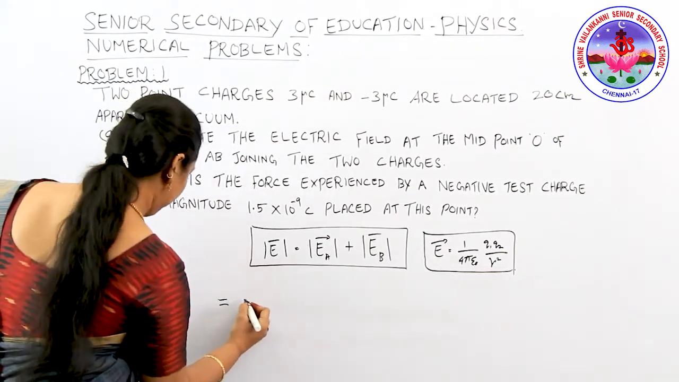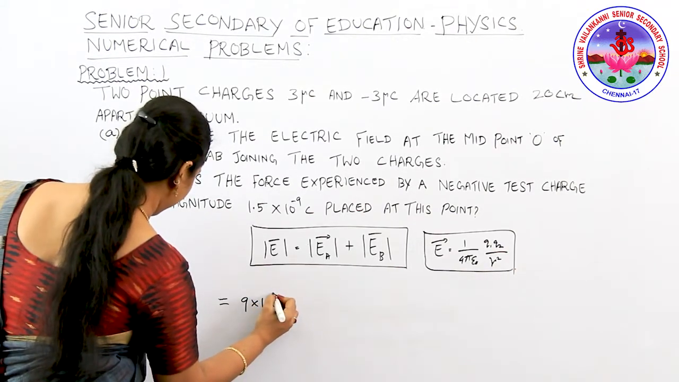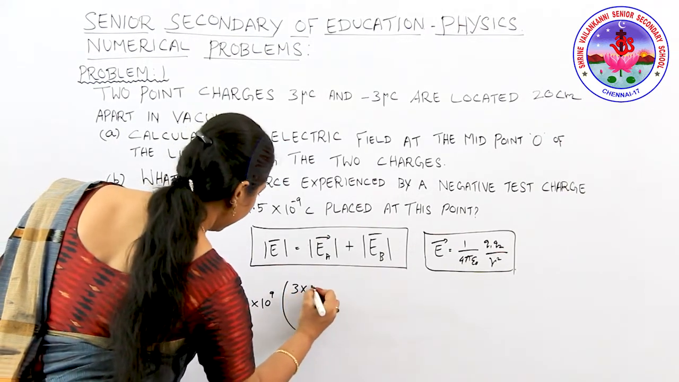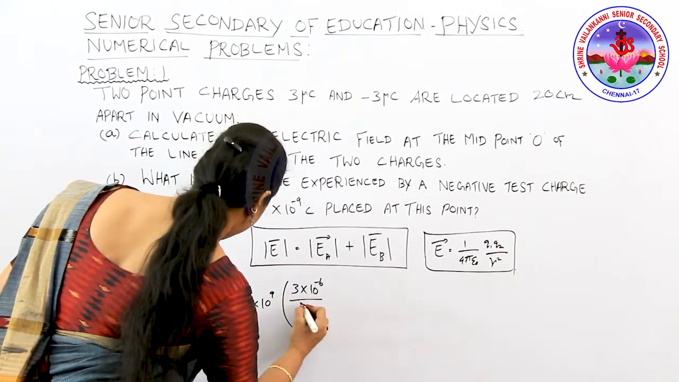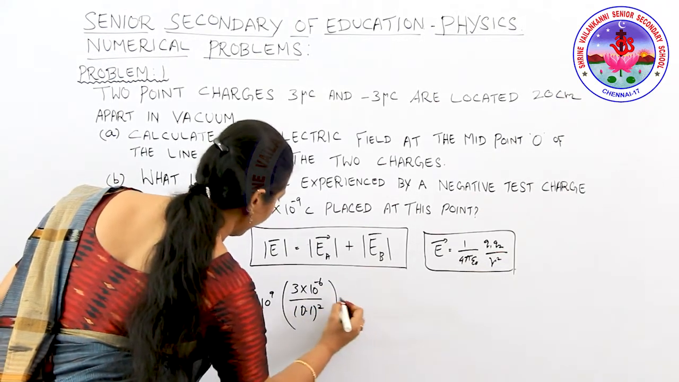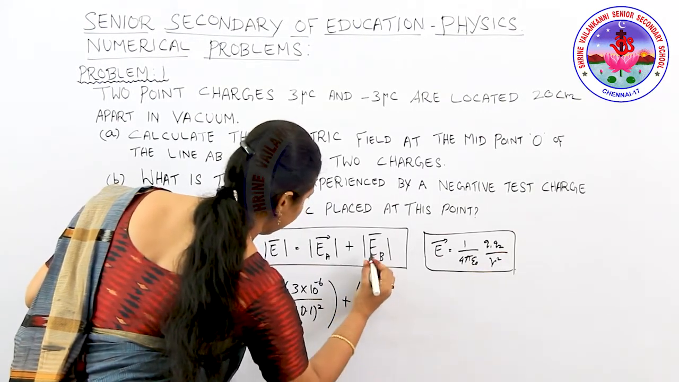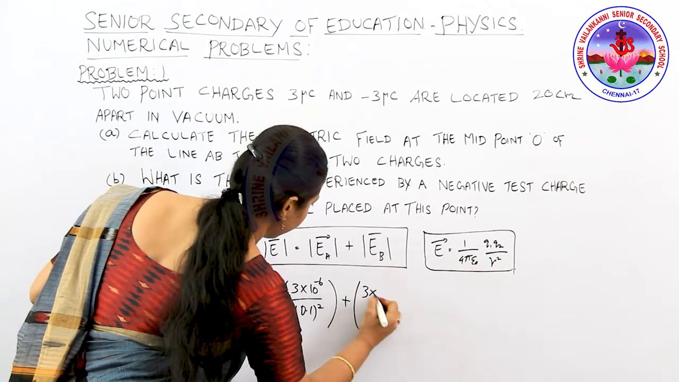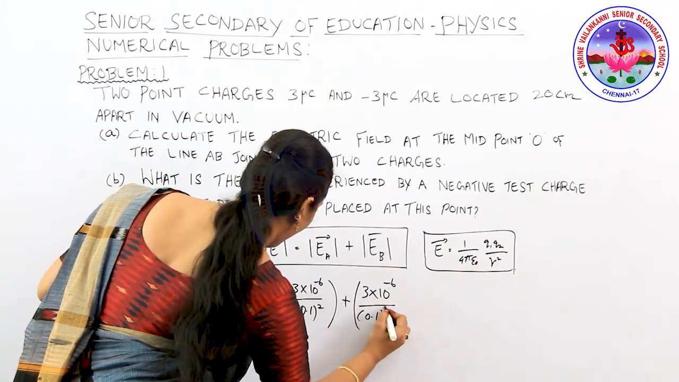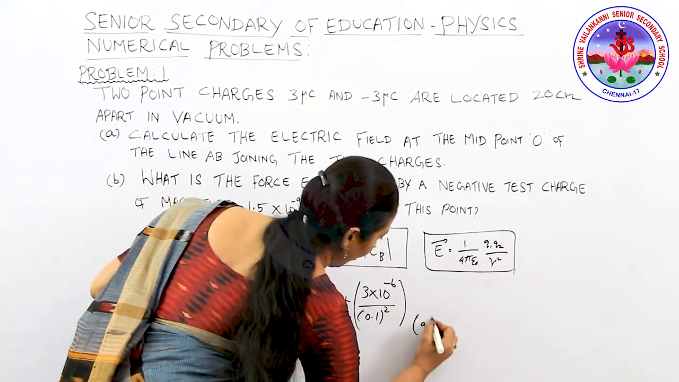Now we can apply the value of 1 by 4 pi epsilon naught, that is 9 × 10^9, and the charge value, that is 3 × 10^-6, whole divided by 0.1 the whole square, the R square value. Plus you have to add the EB value, the electric field at B, that is also 3 × 10^-6 whole divided by 0.1 whole square. Got it? So this is along OB.